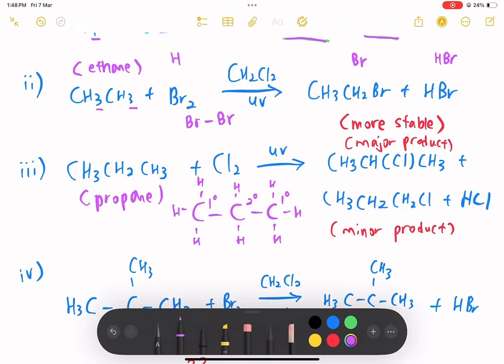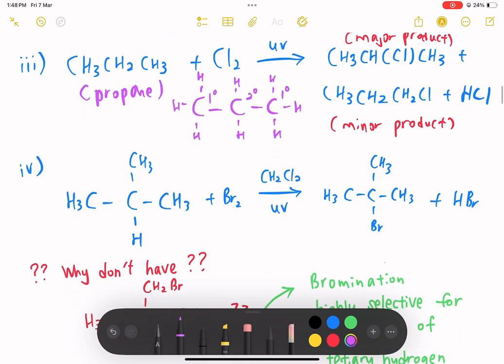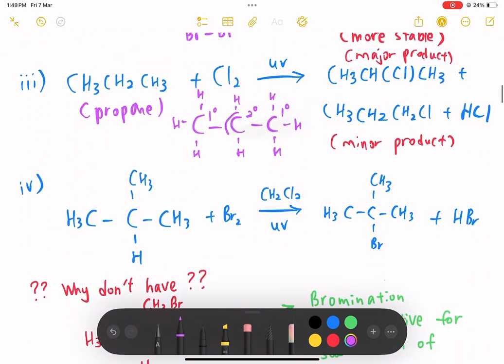According to the stability, secondary will normally be preferred as compared to primary. So this one will be favored first, followed by this. When this H is replaced by Cl, it will form this major product. Whereas when this H is replaced by Cl, it will form the minor product. And also this is the side product.